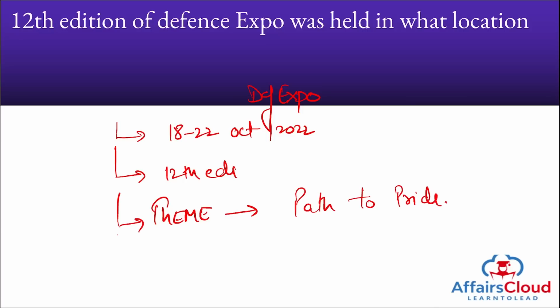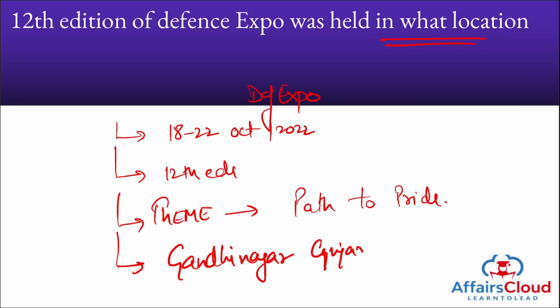Now the question asked here is, what is the location where this 12th Defense Expo was held? This was held at Gandhinagar, Gujarat. Where was this held? Gandhinagar, Gujarat. And we remember that in Gujarat only the 36th National Games were held. All right. Highly important. Take a note of this.